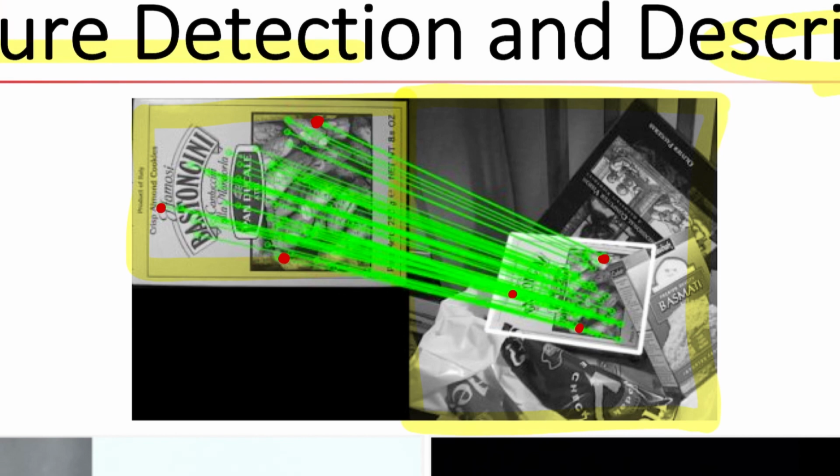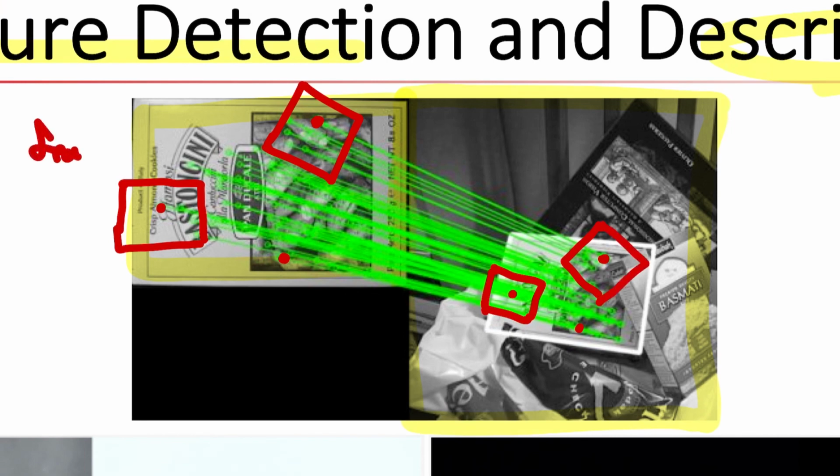Generally, there are two steps. The first step is to extract the local patches, like here, and like this, and like this, and like this. This is the feature detection step. And then we can describe these patches as a vector, or the descriptor.